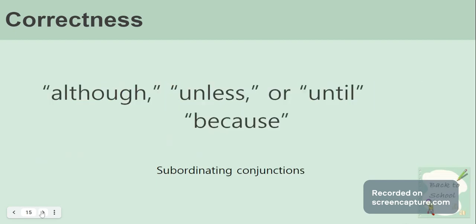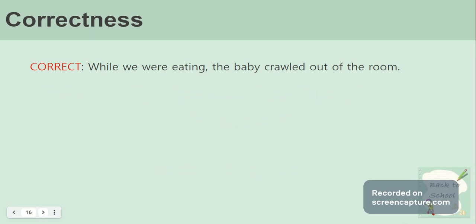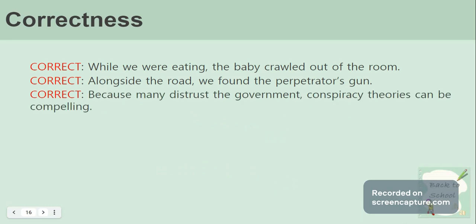Okay? Next one. These are also subordinating conjunctions that do not use a comma before them. Okay? We have although, unless, until, because. Those subordinating conjunctions, once again, do not need a comma. Okay, next one. This is correct. While we were eating, the baby crawled out of the room. Alongside the road, we found the perpetrator's gun. Because many distrust government, conspiracy theories can be compelling.